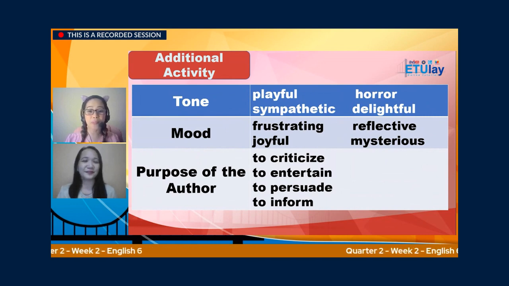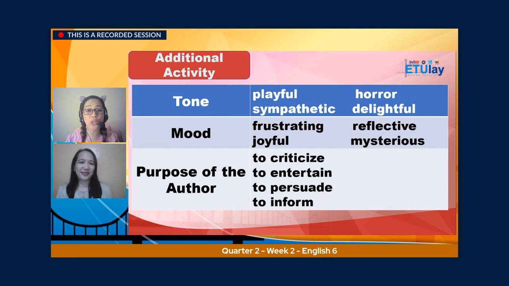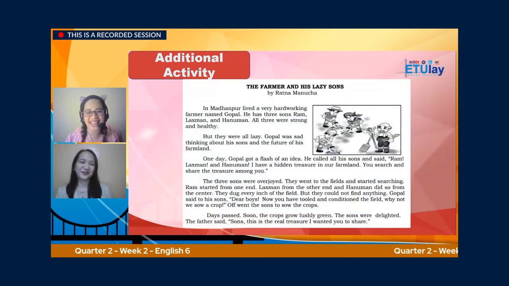Tone: playful, horror, sympathetic, delightful. Mood: frustrating, joyful, reflective, mysterious. And purpose of the author: can it be to criticize, to entertain, to persuade, or to inform? Learners, you can screenshot this story.